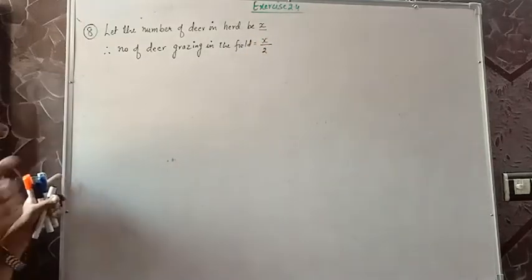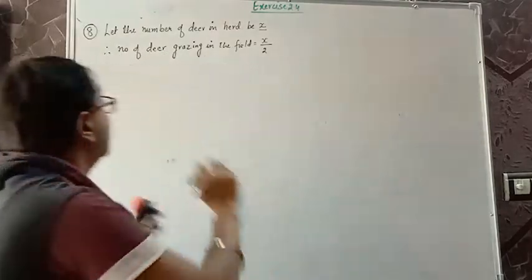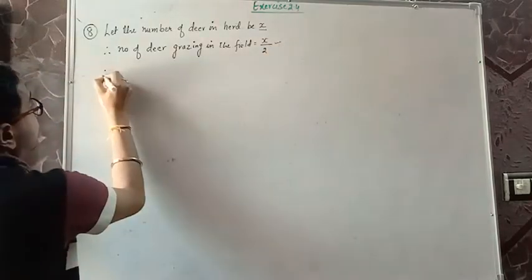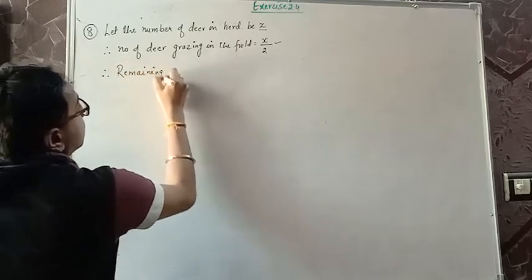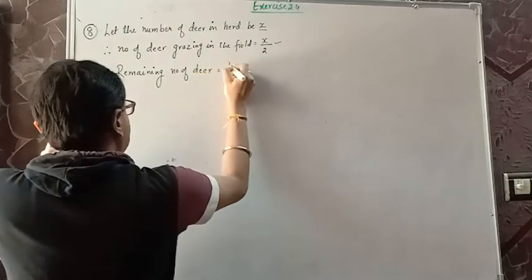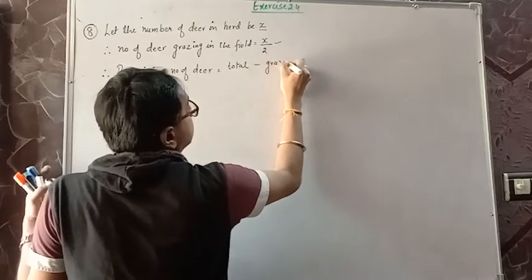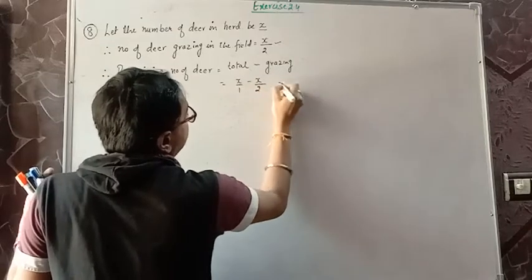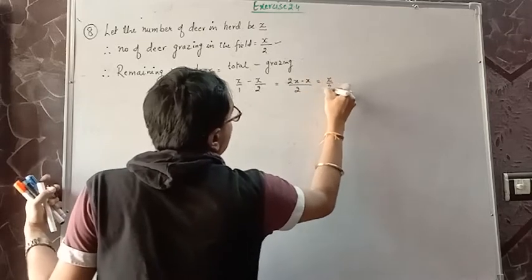Any doubt? Three-fourths of the remaining are playing nearby. X by 2 are grazing, so what is remaining? First of all, we write the remaining number of deer, that is total minus grazing. Therefore X minus X by 2. If I take the LCM, we get 2x minus x over 2, which is x by 2 again.